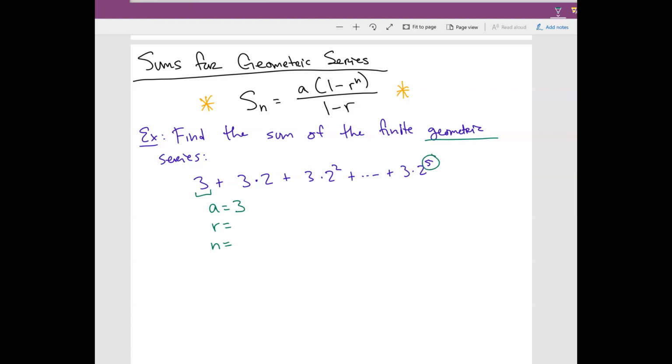N also is going to be easy. Just look at the number. See how it's going from the 1st power, 2nd, and continues on. This guy is going to be just 1 more. So if I add 1, I'm going to get 6. So I have 6 terms.